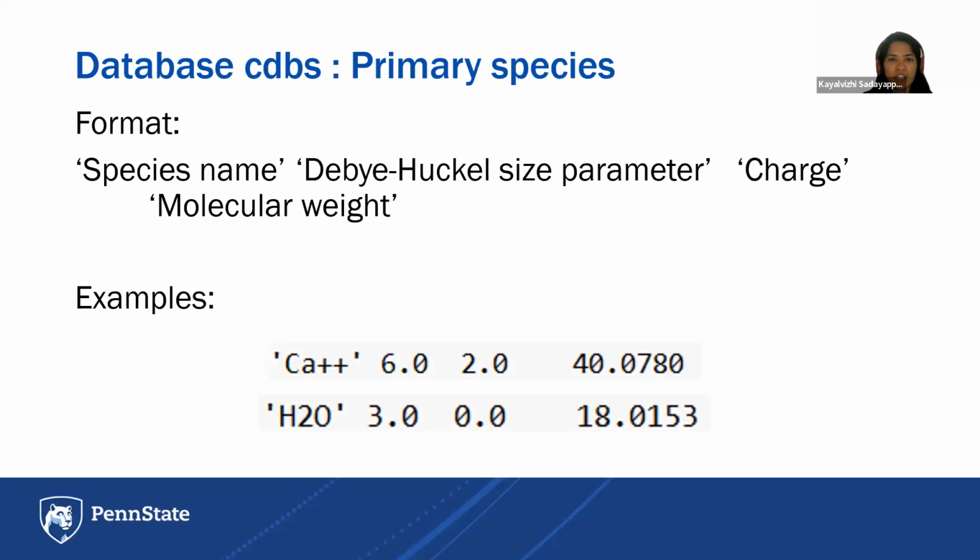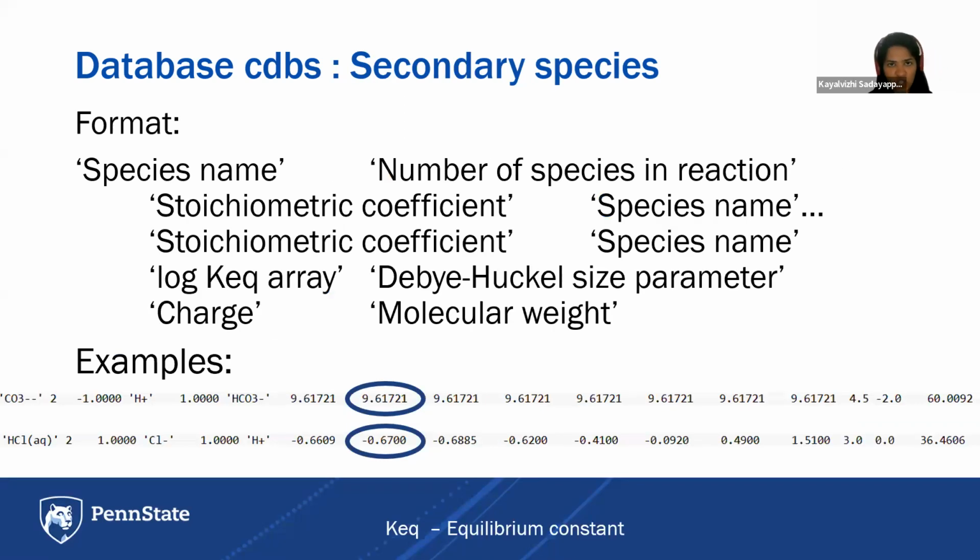So first, primary species. In the database, first we list all the primary species, and the format that we follow is shown here. And you can also see some examples. So here we can see that first we have the species name, followed by the Debye-Hückel size parameter, and then its charge, and finally the molecular weight. Under the primary species block, we list all the primary species, and then we go into the secondary species block.